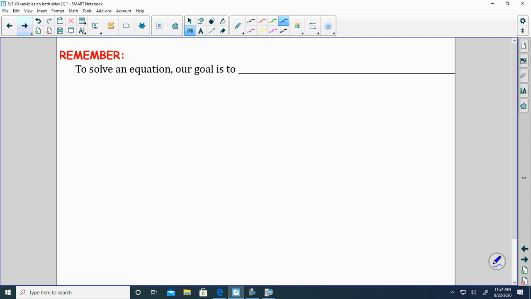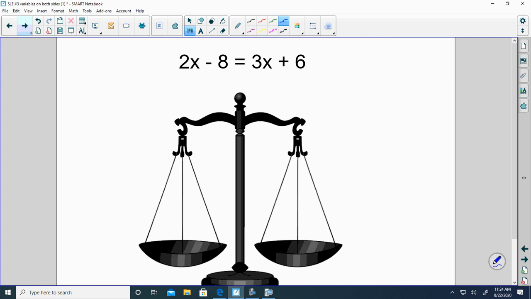Okay, so remember, to solve an equation, our goal is to get the variable, the letter, alone. Get the letter alone, the variable. So it's like a big balancing act. So you remember, if I were to put a little bit on this side, I'd have to do a little bit on this side for it to stay balanced. So if I bring this all straight down, that's my equal sign. So it's balanced on each side.